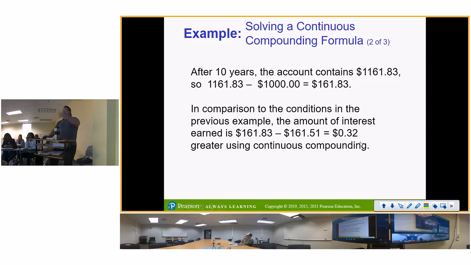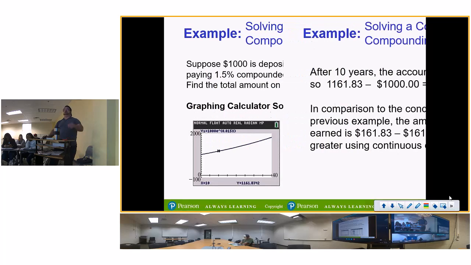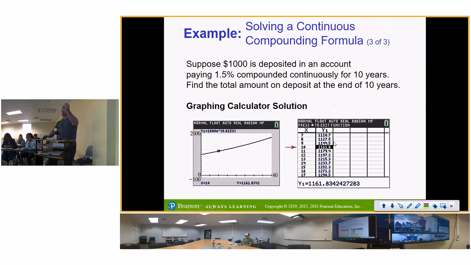And of course, which one gave you more money? About 32 cents more if compounded continuously. Now, what if that was $250,000? Then I think I would go with continuous, because it'd be a whole lot bigger difference. I'm not going to go through this. You can do that on a calculator. You can find the amount after 10 years, 11 years, 12 years. That's up to you. I think most of y'all know how to type it in.